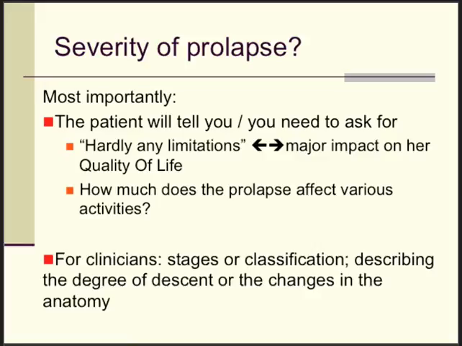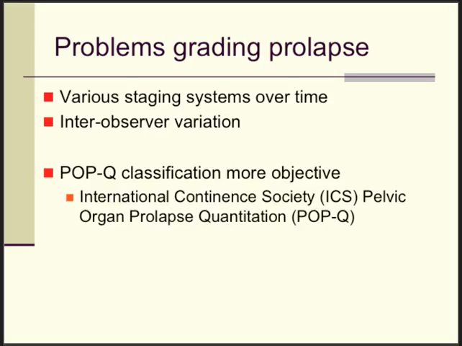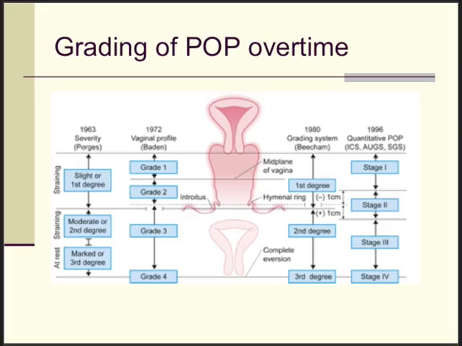For clinicians, we stage or classify the prolapse and we describe the degree of descent or the changes in the anatomy. The problem with grading is that there are different systems, and they have been developed over time, and they have quite a considerable inter-observer variation. So at this stage we recommend to use the so-called POP-Q classification, which was agreed upon in 1996 by the International Continence Society.